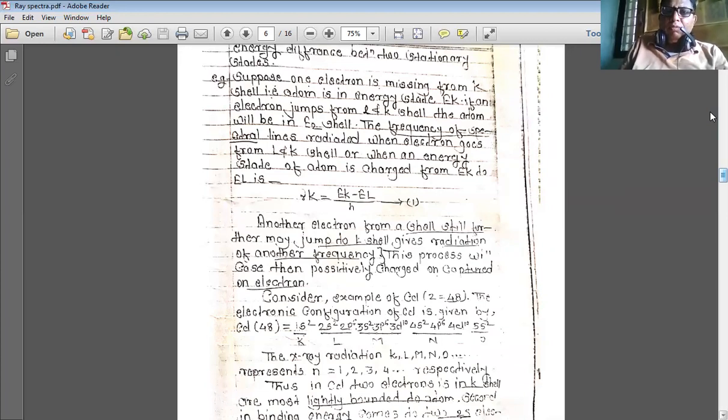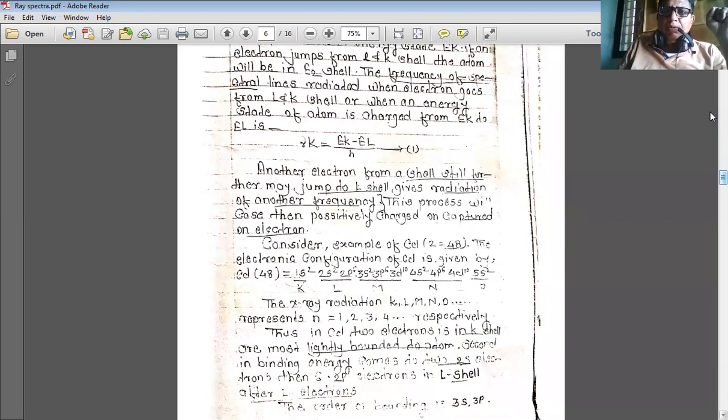Another electron from another shell may jump to the L shell and gives radiation of another frequency. Then the positively charged atom captures electrons. Okay, consider the example of cadmium, where Z is equal to 48.